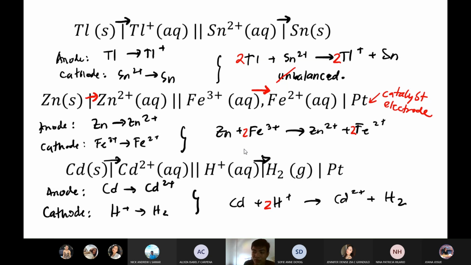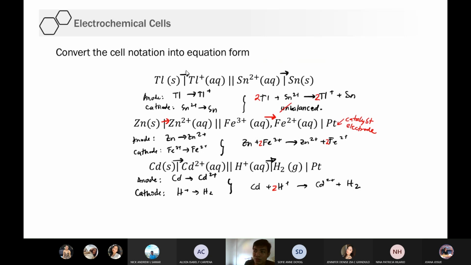So, this is shorthand notation in writing the cell. Again, always take note that the reactions on the left are the anode reactions. So, this tells you that thallium is oxidized to Tl+, zinc is oxidized to zinc 2+, cadmium is oxidized to Cd2+. On the right side, you have the cathode. Tin 2+ is reduced to tin. Iron 3+ is reduced to iron 2+. And hydronium ion is reduced to hydrogen gas. Pag combine mo lang yon, you will get your equations.